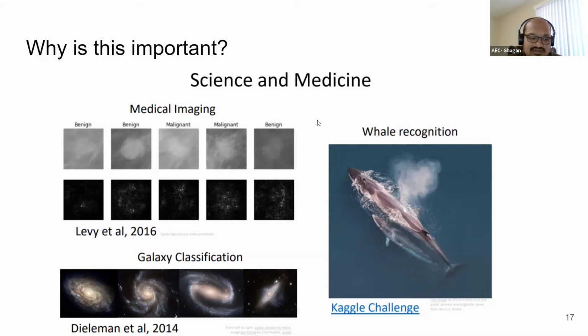So this is just a small list that I kind of curated, but this is the list where deep learning and artificial intelligence and computer vision is being used. It's never ending.